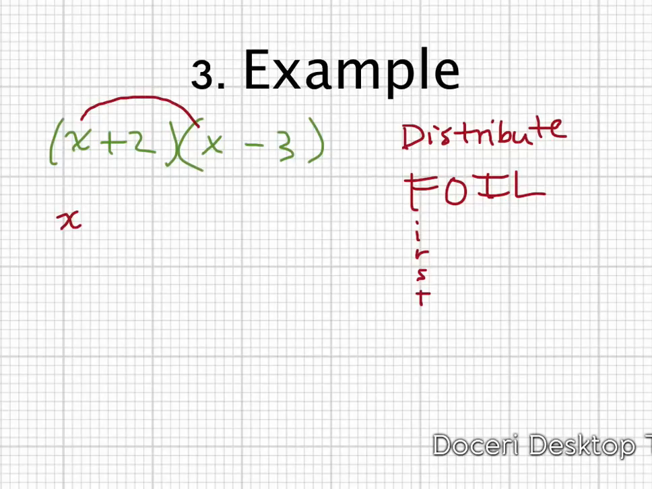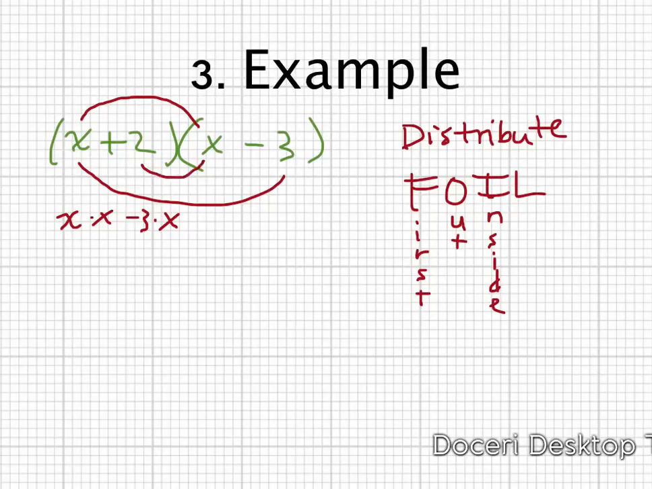Or I'll just write it out, x times x. And then you multiply the outside terms. That's x and negative 3. So this is negative 3 times x. And then you multiply the inside terms, which is 2 and x. So this is plus 2 times x.